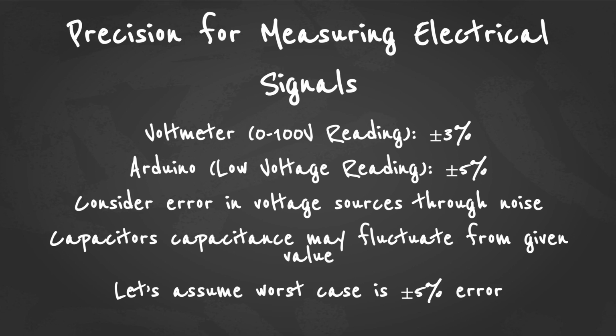We also have to consider the fact that there are errors in voltage sources through noise, for instance, our voltage source is not outputting the proper amount of voltage by 1/100th of a volt. Or our capacitor's capacitance may fluctuate from its given value, similar to our voltage source, where our capacitance might fluctuate from the given capacitance by 1/100th of a farad. After all these errors, let's assume that the worst case error is plus or minus 5%.